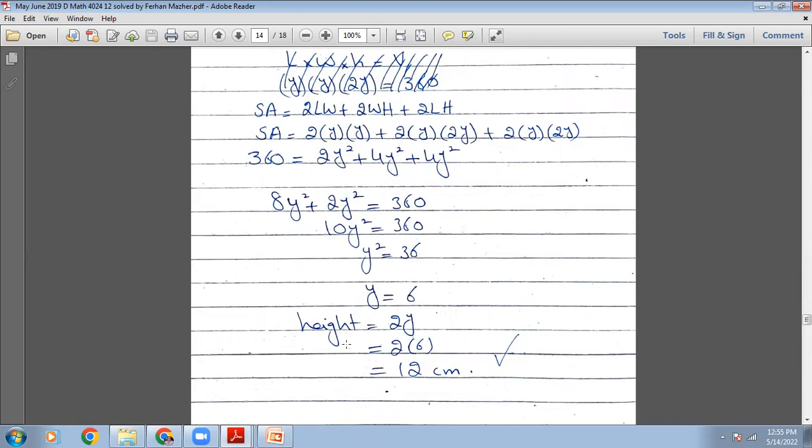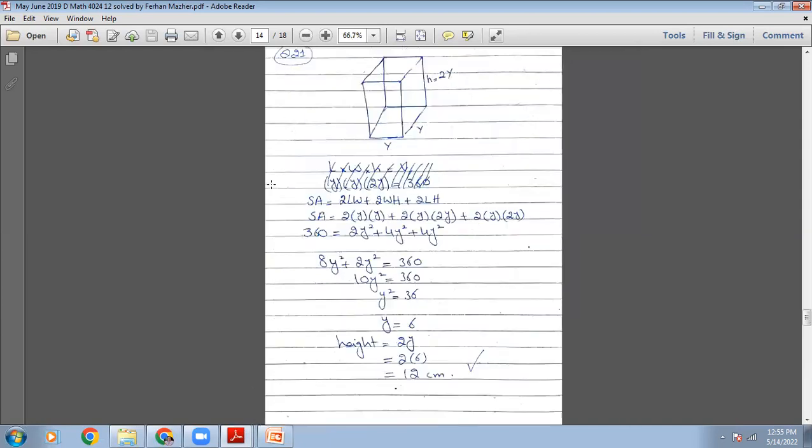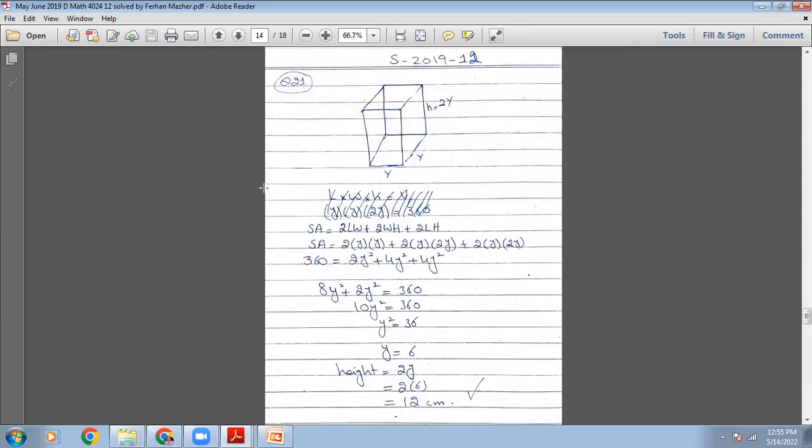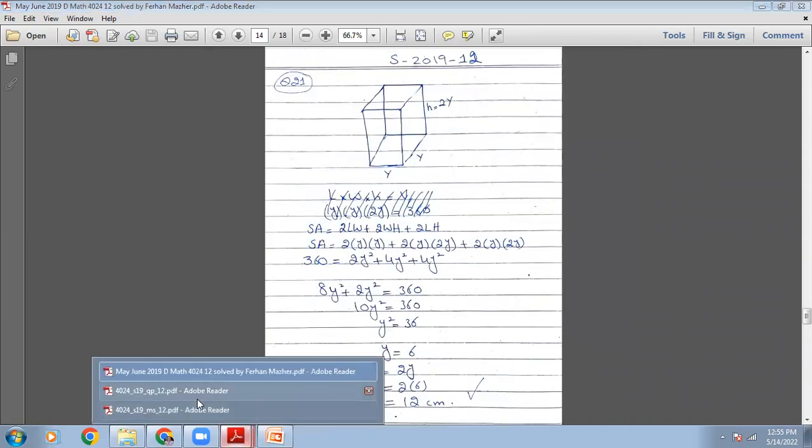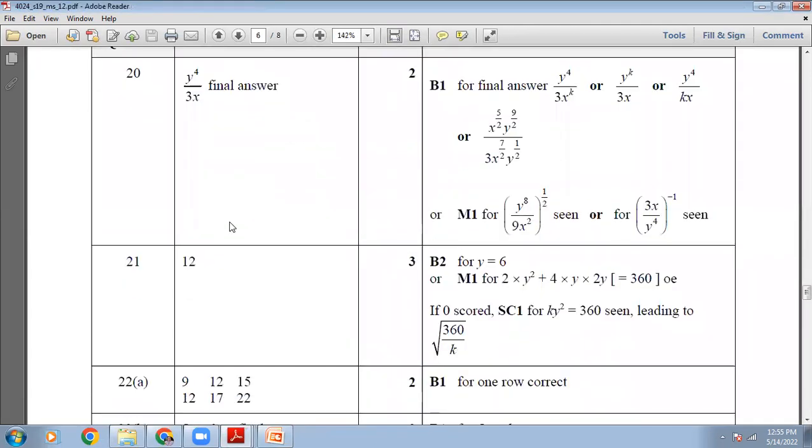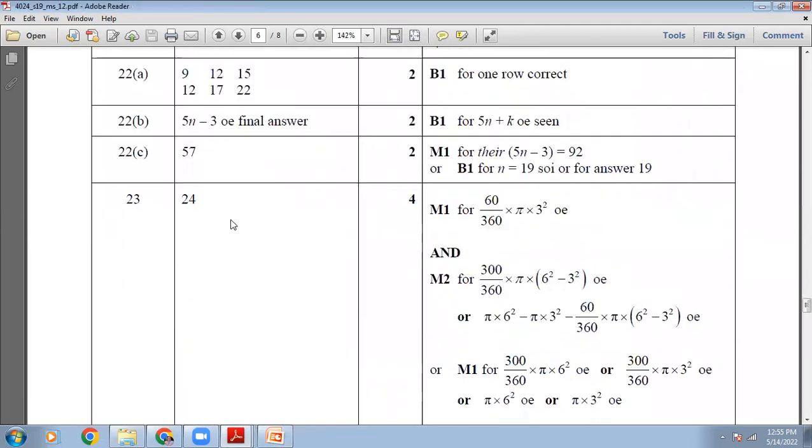Once you know the value of y, then I can find the value of the height. Height was 2y, so 2 multiply 6, and that will be 12 centimeters. I hope you understand this question. The whole question is showing up on your screen. Let's check it from the marking scheme. 12 is the right answer.